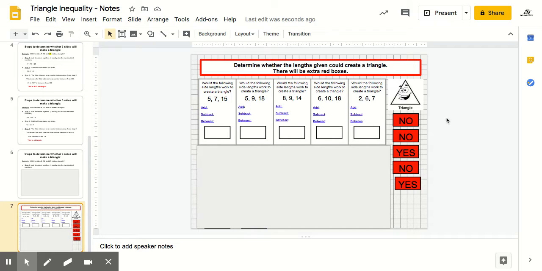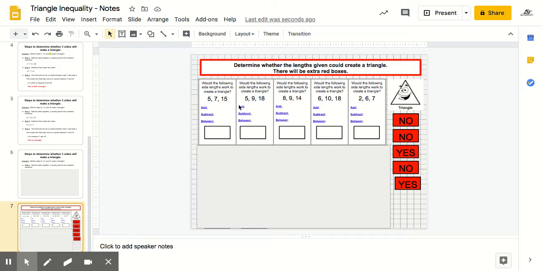All right, so it says, determine whether the lengths could create a triangle. We're going to start in this first box here. It said, would the following side lengths work to create a triangle? Here are our side lengths, 5, 7, and 15.